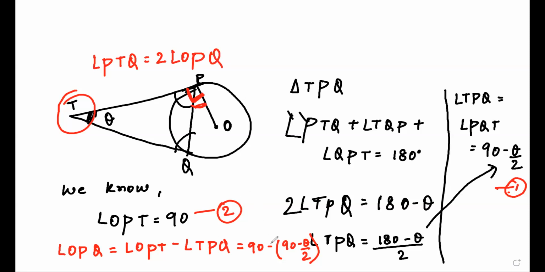And you can see here that 90 minus 90 will cancel each other out. Minus theta by 2 will be plus theta by 2 when we take it out, and it will be angle PTQ equals 2 times angle OPQ. Can you see that?